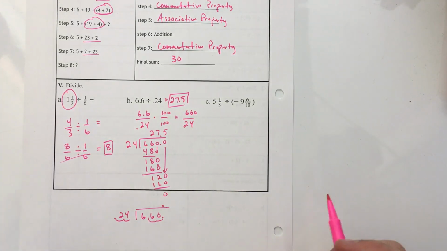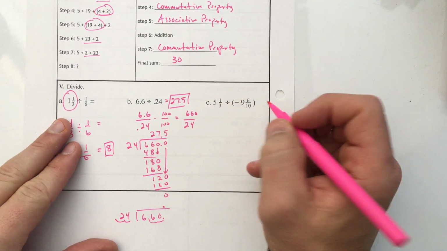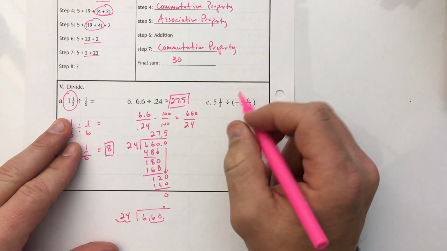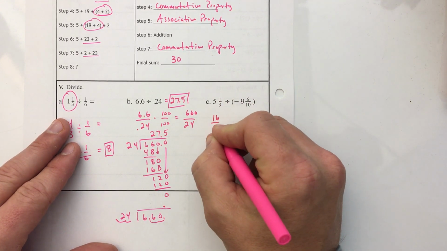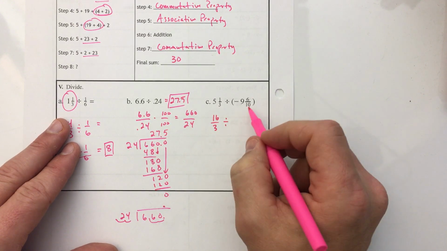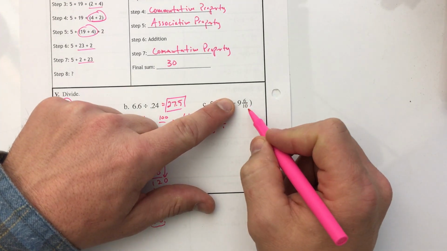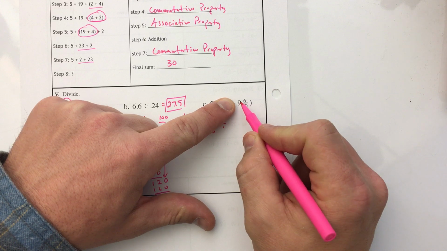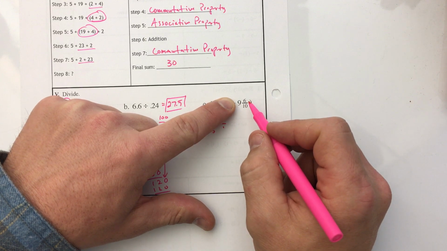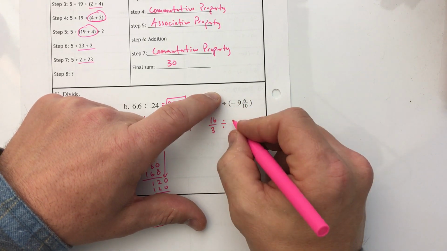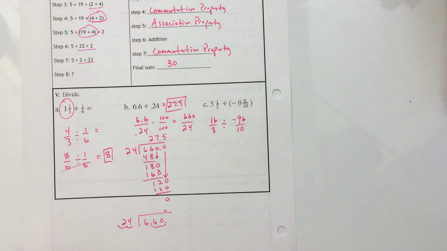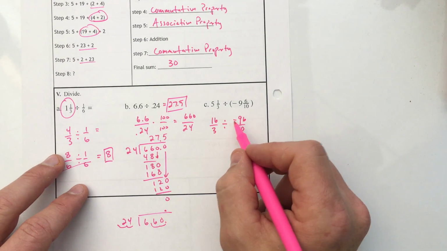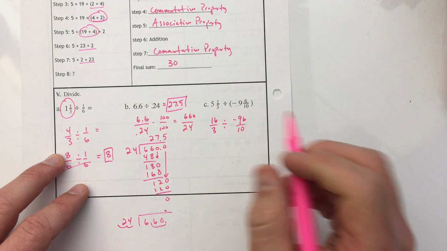All right. C, 5 1/3 divided by -9 6/10. Going to convert both to improper fractions. 3 times 5 is 15 plus 1 is 16. So I have 16/3 divided by, we're going to ignore the negative for now. 10 times 9 is 90 plus 6 is 96. And then bring the negative back in. So it's -96 tenths.